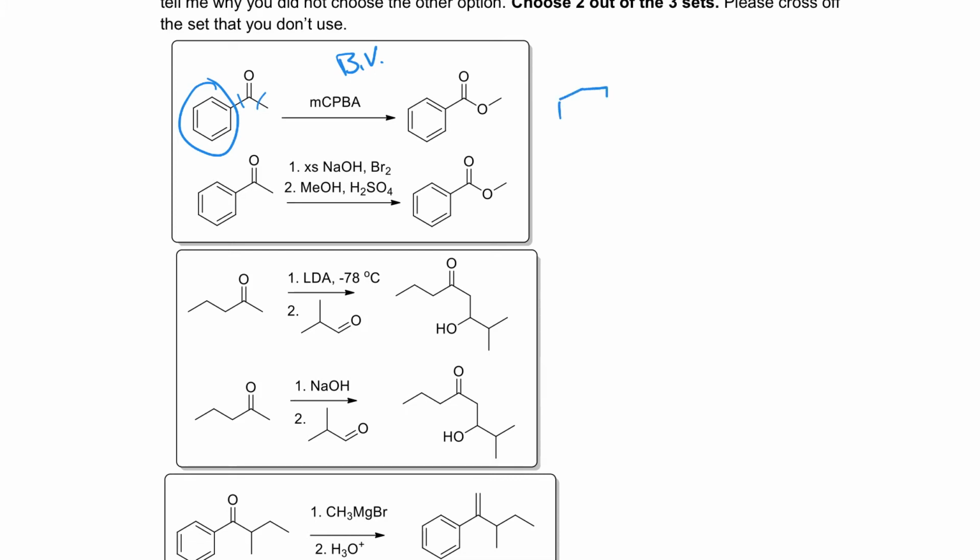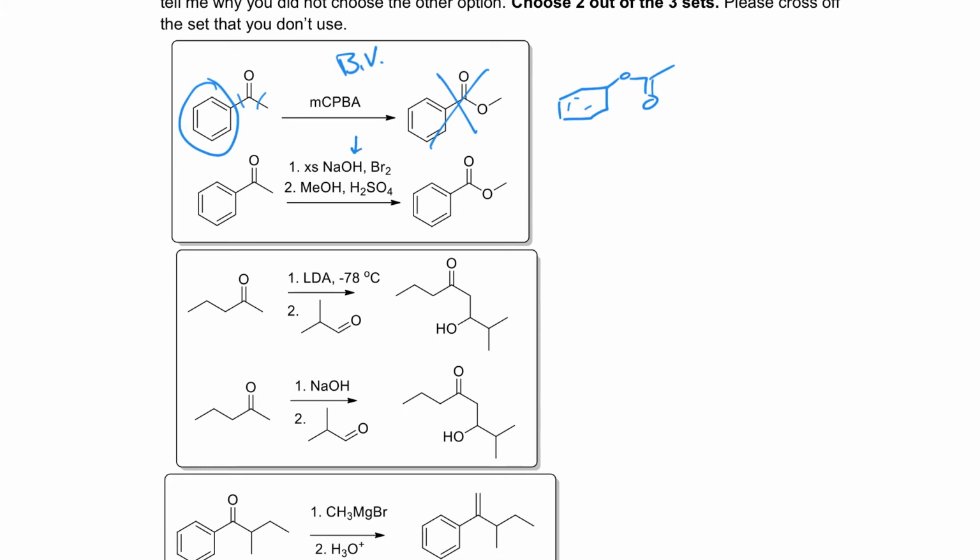So I think if we try to do a Baeyer-Villiger here, we're going to get that product. And I think you saw that a couple times on the practice worksheet. So this would not be the product in this case. Let's look at the second one and just make sure it will make the product.